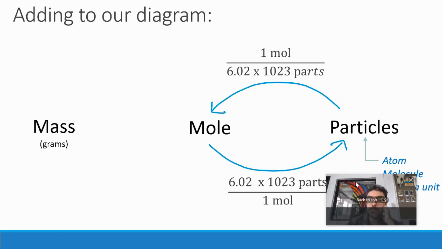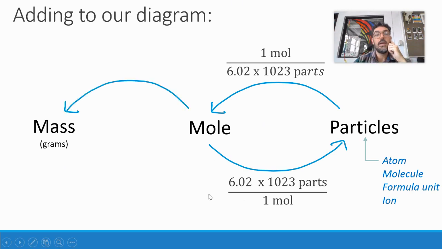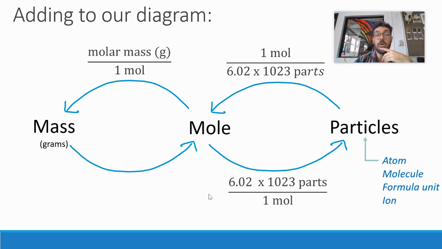So if we go back to this little schematic that we had before, we can now add mass to the whole situation. So we know we can convert between moles and the number of particles. We did that already, and we can keep going. And now we can convert between moles and mass pretty easily using our molar mass taken from the periodic table.